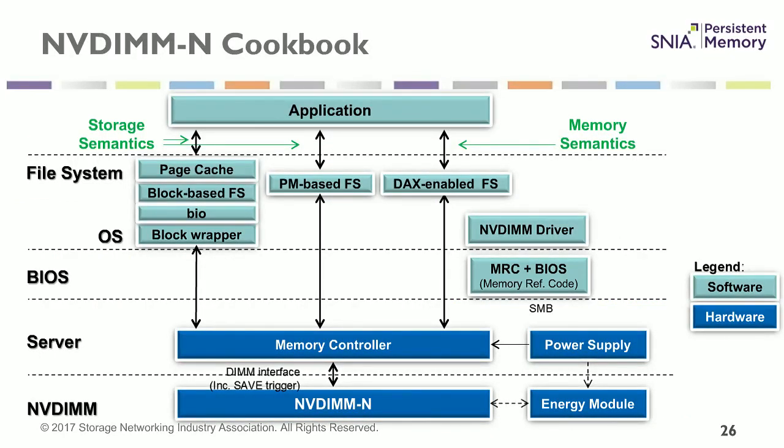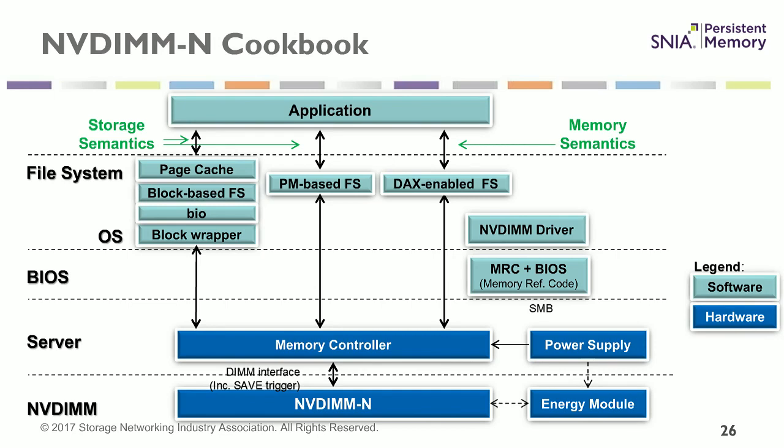So what we're showing here is a cookbook of sorts. It has all the pieces of an NVDIMM-N, from the very top, the application and the file system, which Stephen talked about. There are 3 different modes there: the block and the page caching block file storage, the persistent memory-based file system, and the DAX enabled. So there are various ways that the NVDIMM can be utilized in the system.